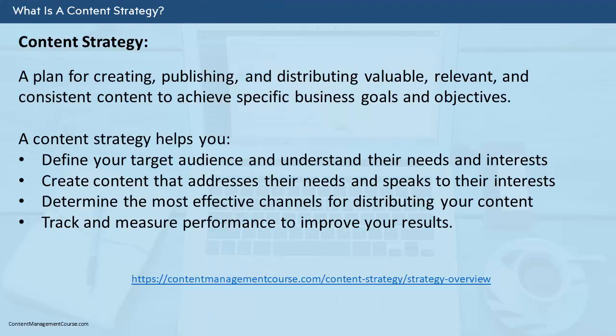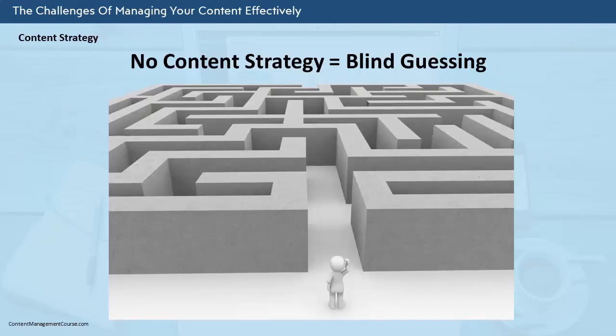A content strategy is a plan for creating, publishing, and distributing valuable, relevant, and consistent content to achieve specific business goals and objectives. A content strategy also helps you define who your target audience is and understand their needs and interests, create the right content to address these needs and speak to their interests, determine the most effective channels for distributing your content, and track and measure your performance so you can continue to improve your results. So without a content strategy, we're just creating content blindly with no real direction or ways to measure and track our content's performance.